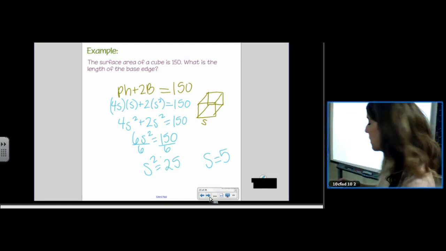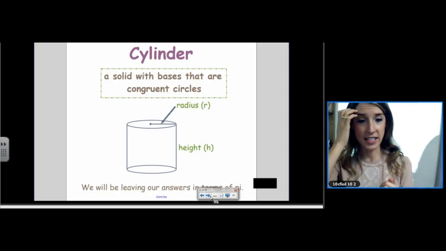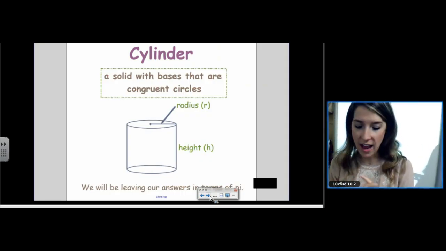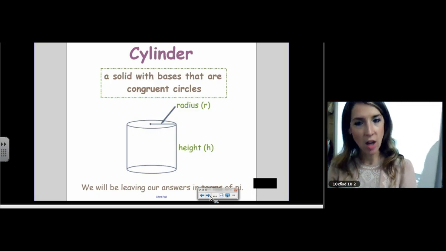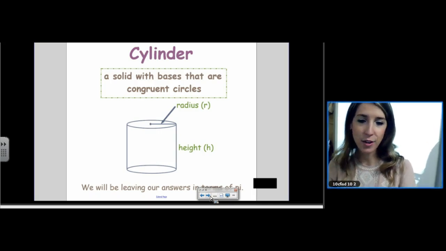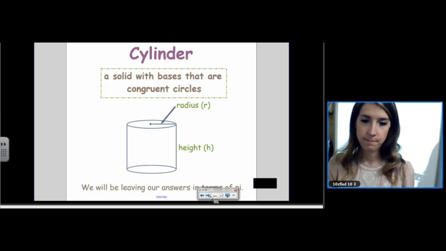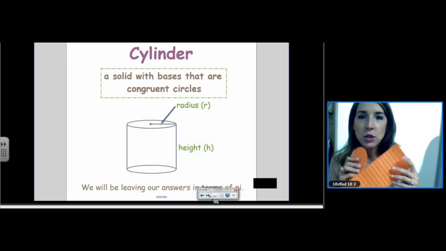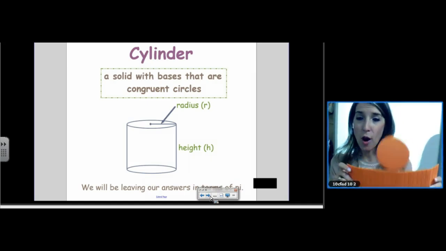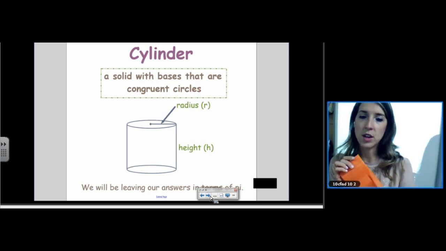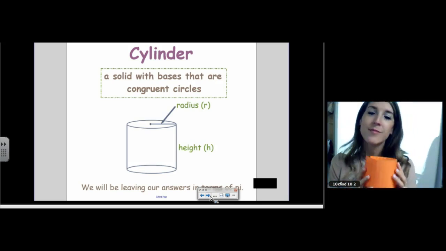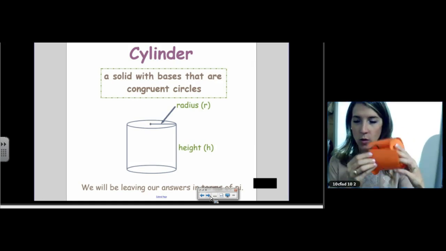I love how you pointed that out. That's another way to put it. A cylinder sounds like the same definition as a prism. A solid with 2 bases that are congruent, except in this case, the bases are not polygons, the bases are circles. You will have 2 variables when you deal with a cylinder. You'll have an R and an H. So cylinders are a lot less complicated than a prism. A cylinder is a prism with circular bases. We are going to leave our answers in terms of pi unless it's a real-world problem.